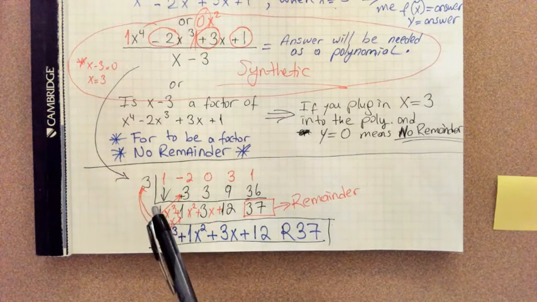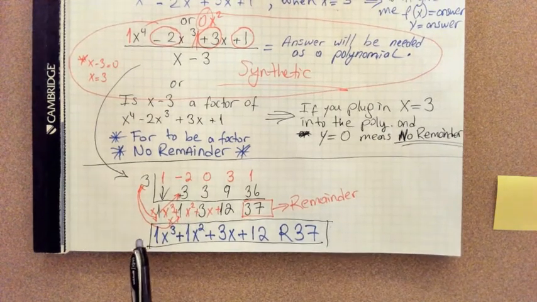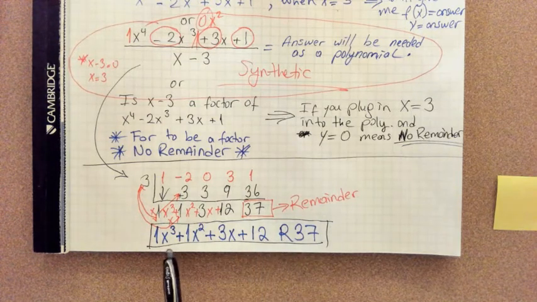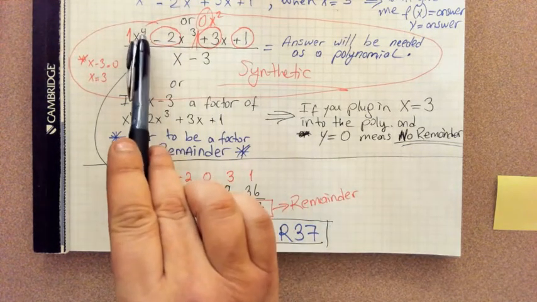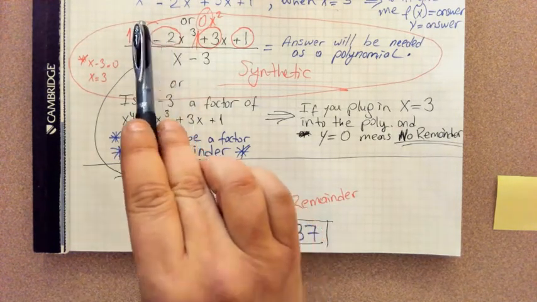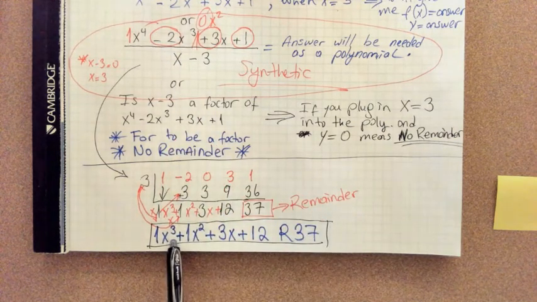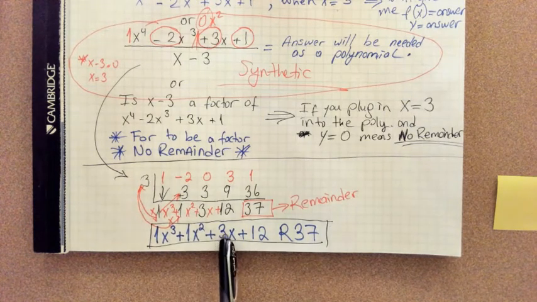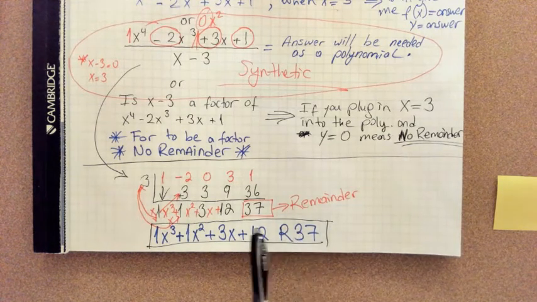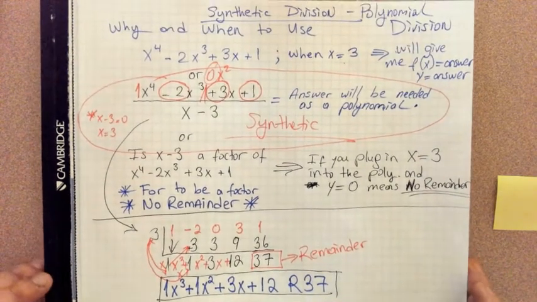Once I get these numbers over here, the best advantage of synthetic division is I can right away write the polynomial answer to my division. Because this is starting with a fourth degree and I'm dividing by a first degree, fourth degree divided by first degree is going to be a third degree. So x to the third plus x squared plus 3x plus 12 with a remainder of 37 would be my answer to this division. Hope that helps with these notes together.